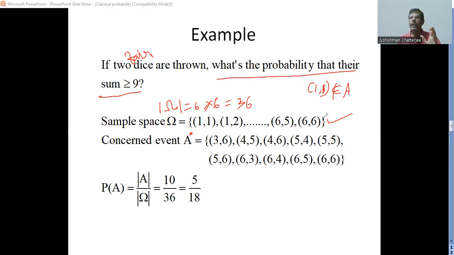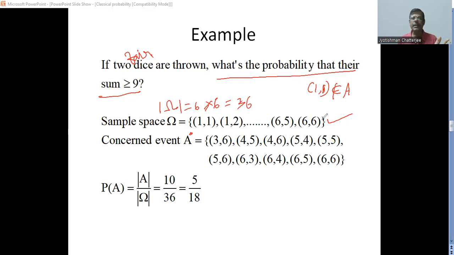By systematically, I mean, first let us fix the first element and see which all are the possible second die outcomes. So if the first die gives 1, is it possible to have summation greater than or equal to 9? Answer is no, because when the first one is 1, no matter what the second one is, the summation can be at most 7. So it cannot be greater than or equal to 9. So nothing starting with 1 can be part of A.